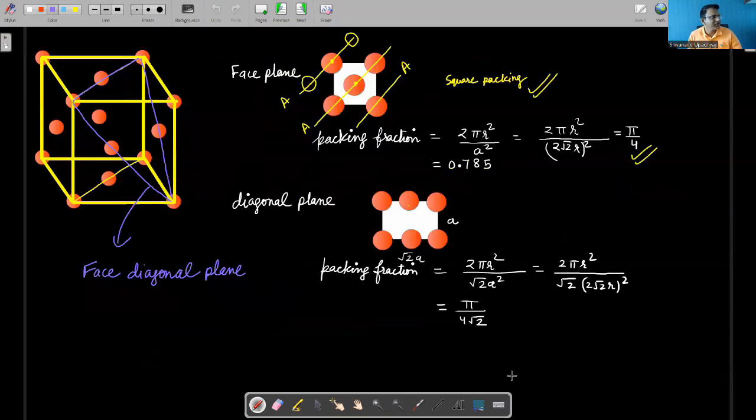So these 3 planes were asked in JEE Advanced in 1999, and these are very common questions now. So you should know about this face centered cubic metallic crystal.